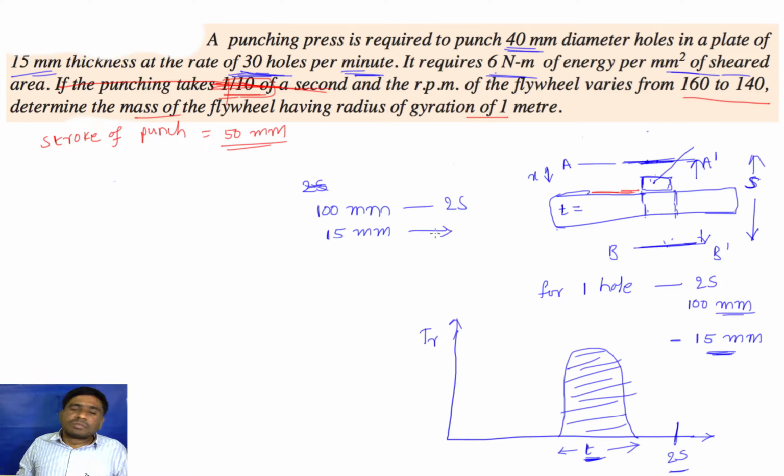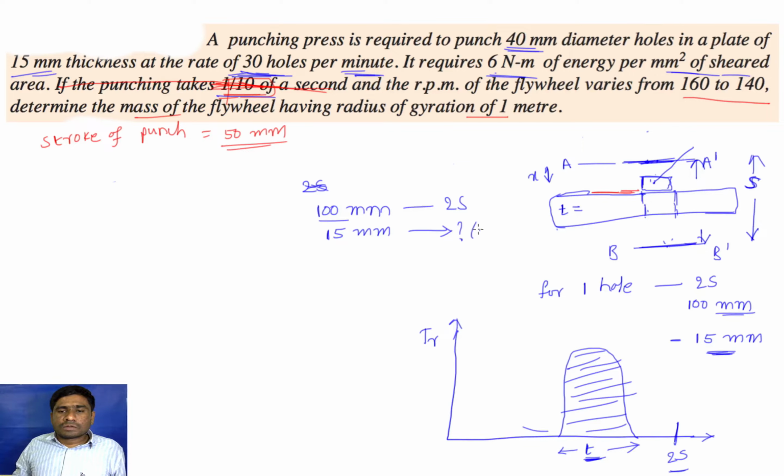In the previous case, he had directly given 0.1 second as the time the actual punching is happening, but here he didn't give it. Instead, he has given the stroke. From the stroke value, we are trying to derive the actual punching time. How much do we need to know.